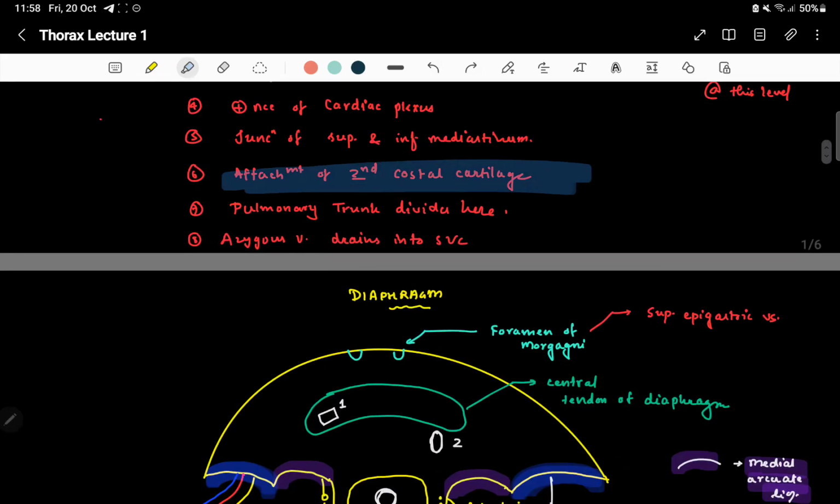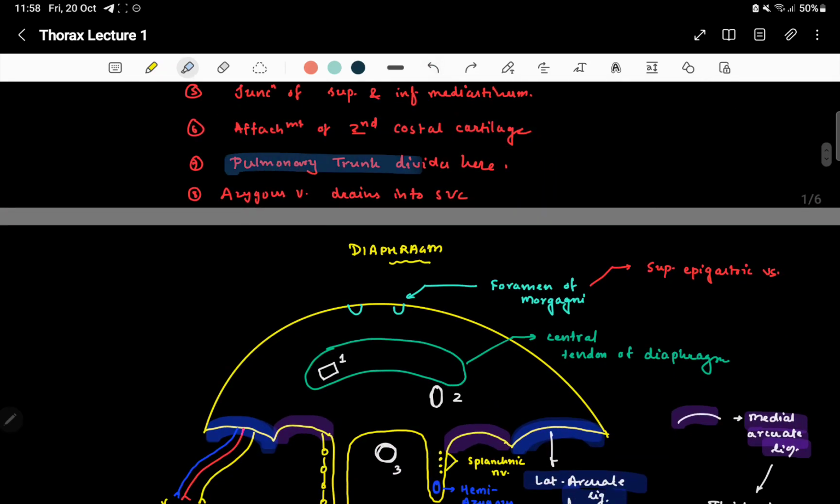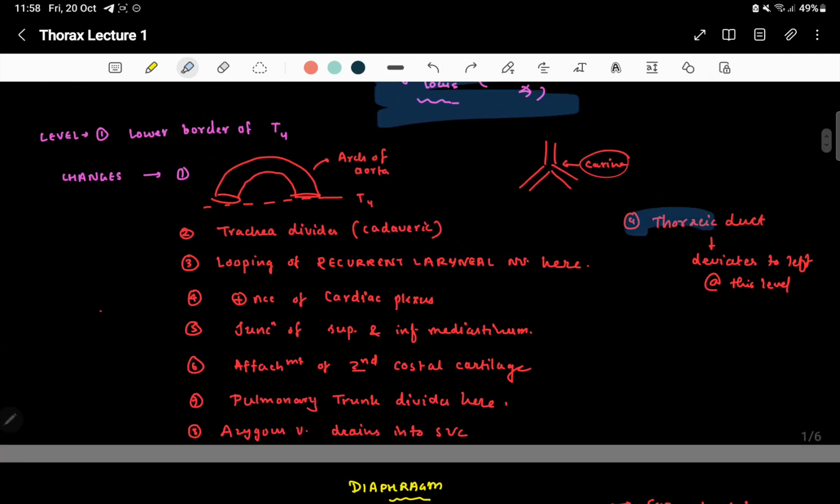The second costal cartilage is attached at this level. The pulmonary trunk divides here. The azygous vein drains into the SVC. And the thoracic duct deviates to the left from this level.